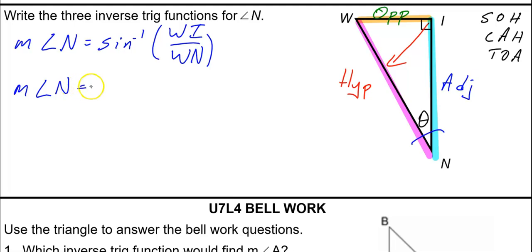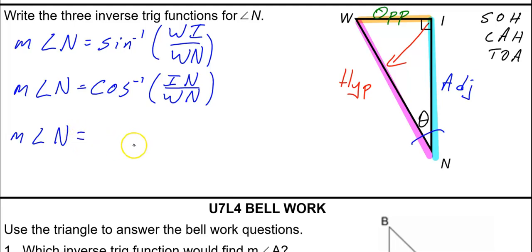The measure of angle N can also be found with inverse cosine. Cosine is adjacent over hypotenuse. So the length of the adjacent side is IN, and the length of the hypotenuse is WN. And we can also find the measure of angle N by using inverse tangent. Tangent is opposite over adjacent. So that would be WI over IN.